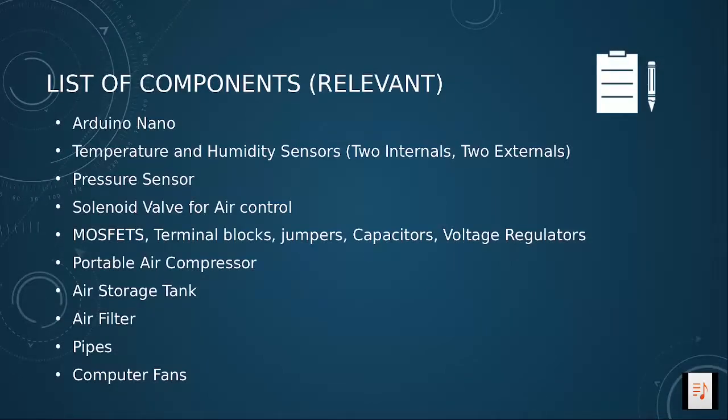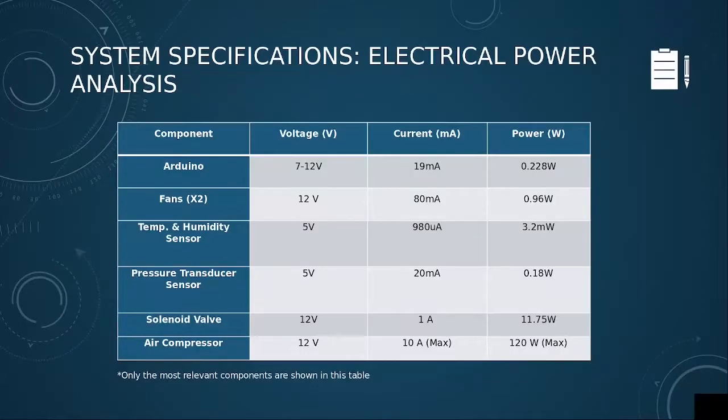Here is presented the list of components, the most relevant ones. We use the Arduino Nano as the main microprocessor. We have the sensor for temperature, humidity, and pressure. We have the solenoid valve, air filter, and air storage tank for the pneumatic system, and also circuits. We have MOSFETs, terminal blocks, and the voltage regulator setup. The system runs on 12 volts and 10 amperes. It can be seen that each component worked correctly when the system was turned on.